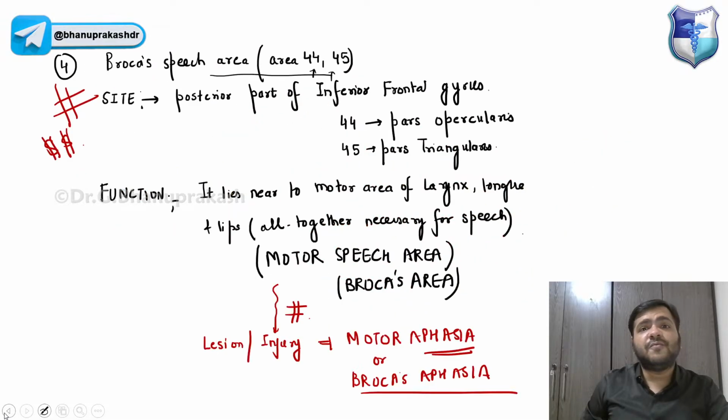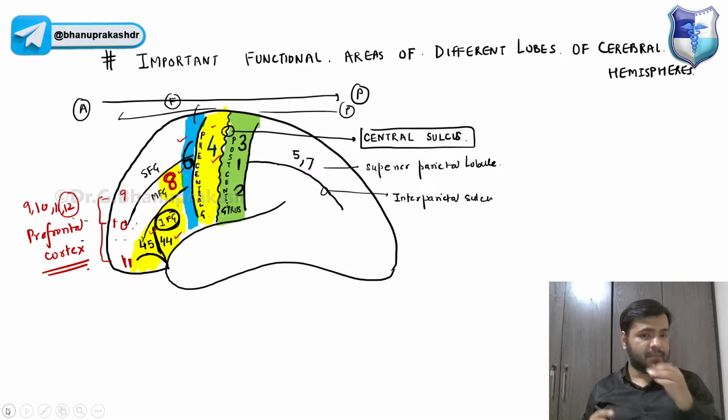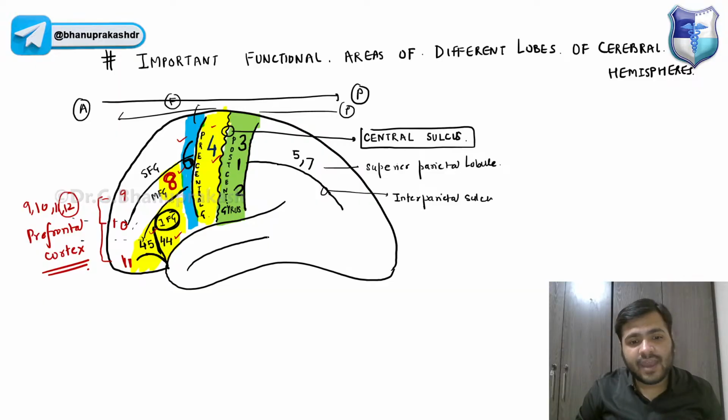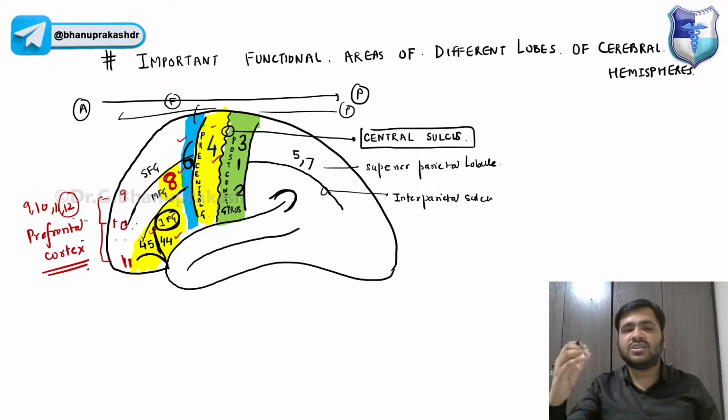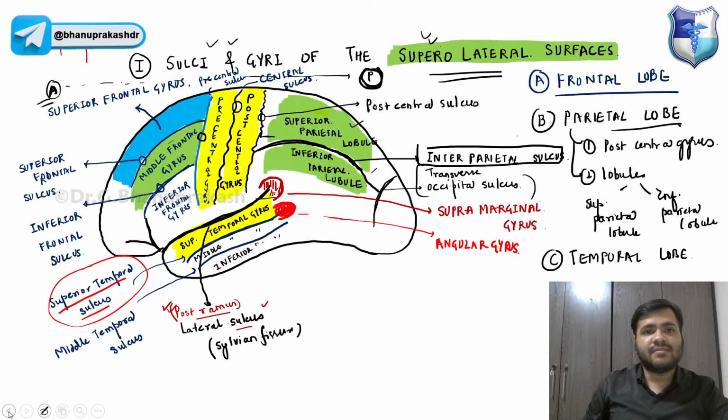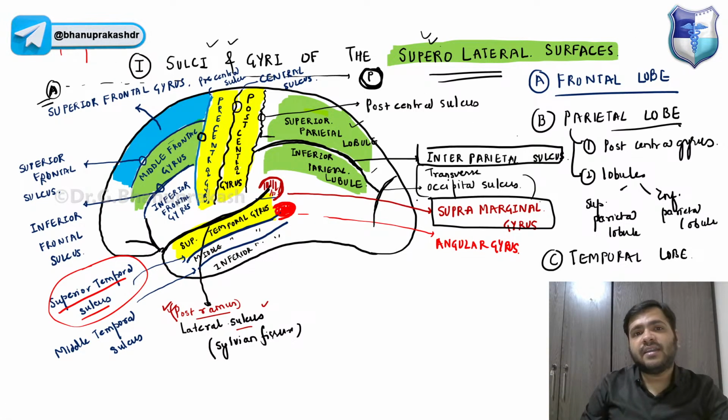Now we are going to discuss two very important areas over here. We already know we have the superior temporal gyrus and the medial temporal gyrus. Now on the posterior limb of this, we have an arc-like shape that we discussed yesterday. That is the supramarginal gyrus, and we have the angular gyrus also.